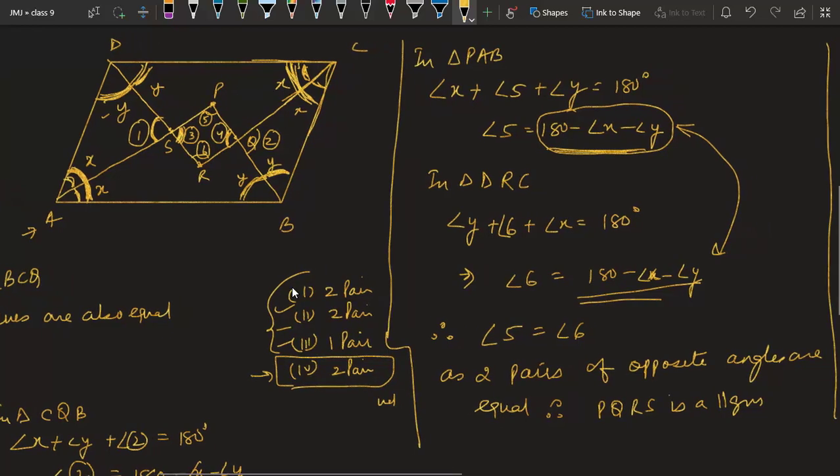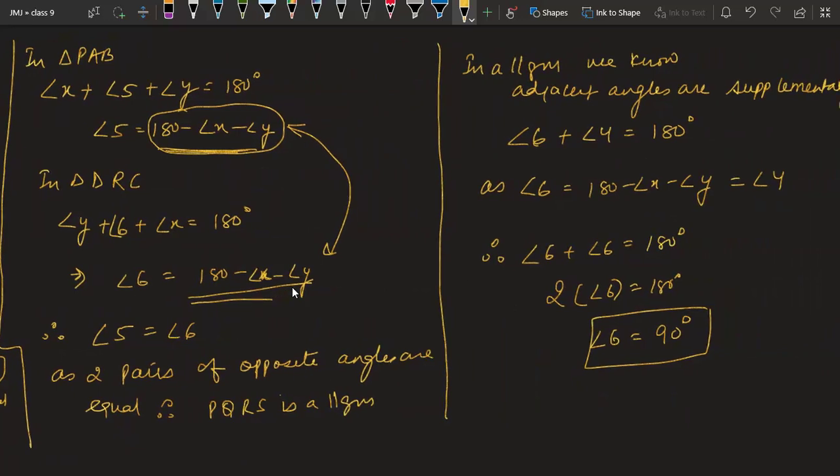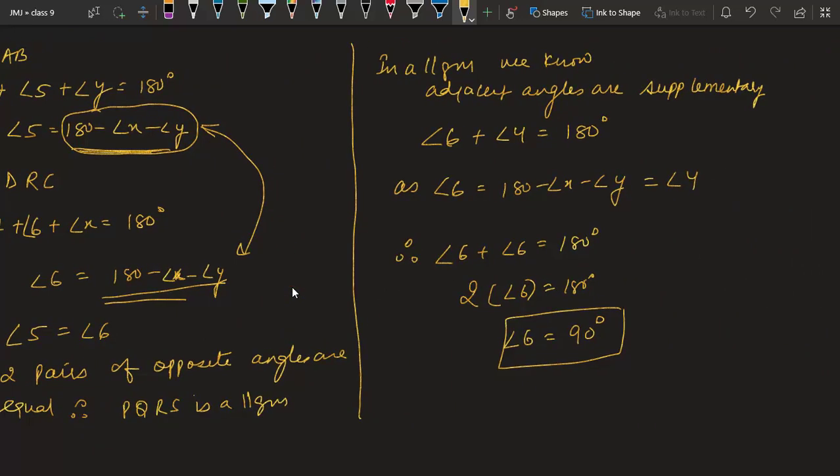Now I have used this property of parallelogram that adjacent angles are supplementary. Using that property I have said 6 plus 4 equal to 180 degrees, and as they both are equal I have written both as 6 and 6 equal to 180, and I got the answer as 90 degrees. So we can say PQRS is a rectangle. That's it.